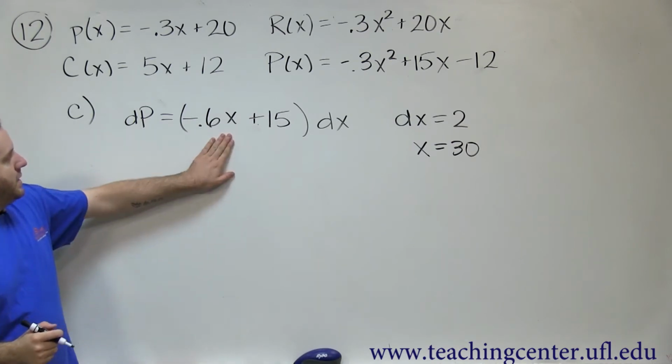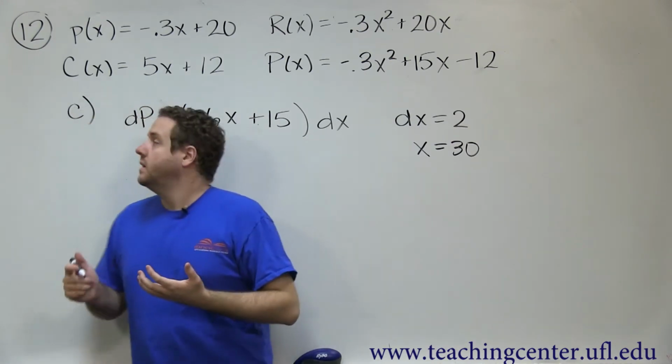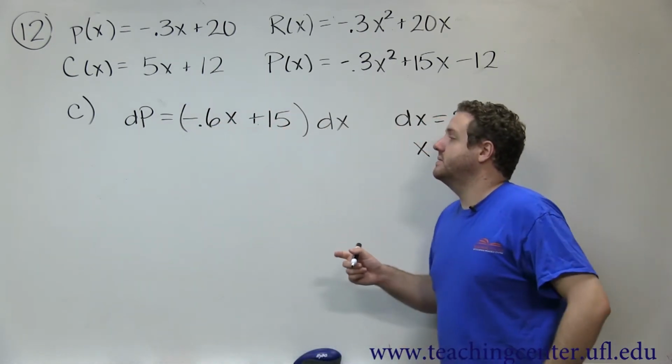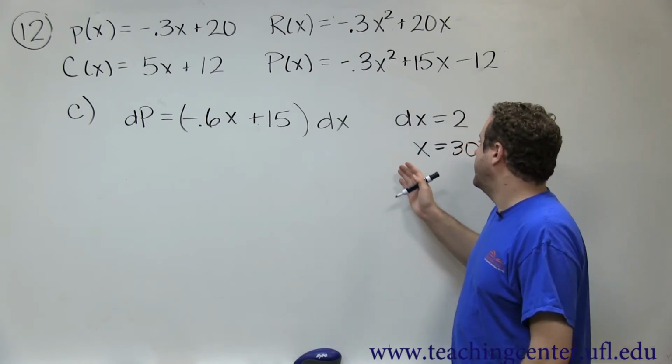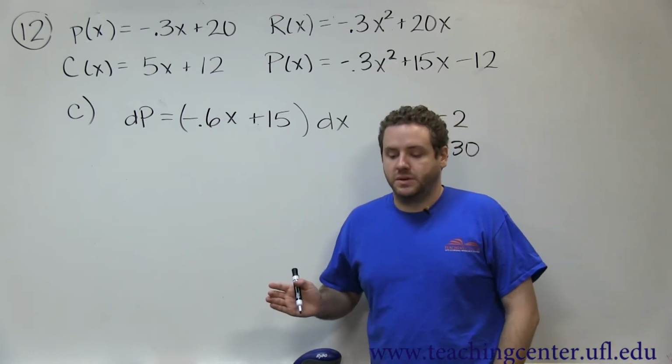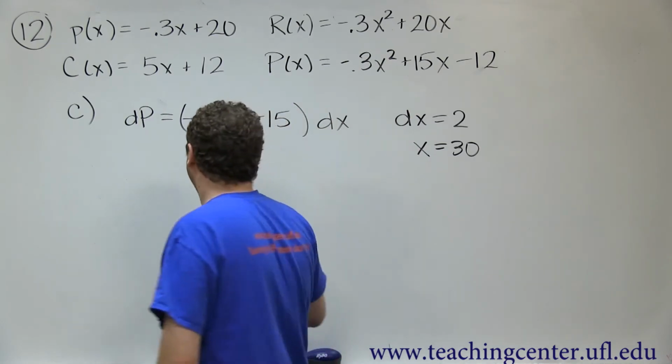So notice we can plug in x and we can plug in dx, and that will give us dp. Let's think about what dp is. dp gives us the estimated change in profit by going from 30 units to 32 units. So that's exactly what C is asking us.